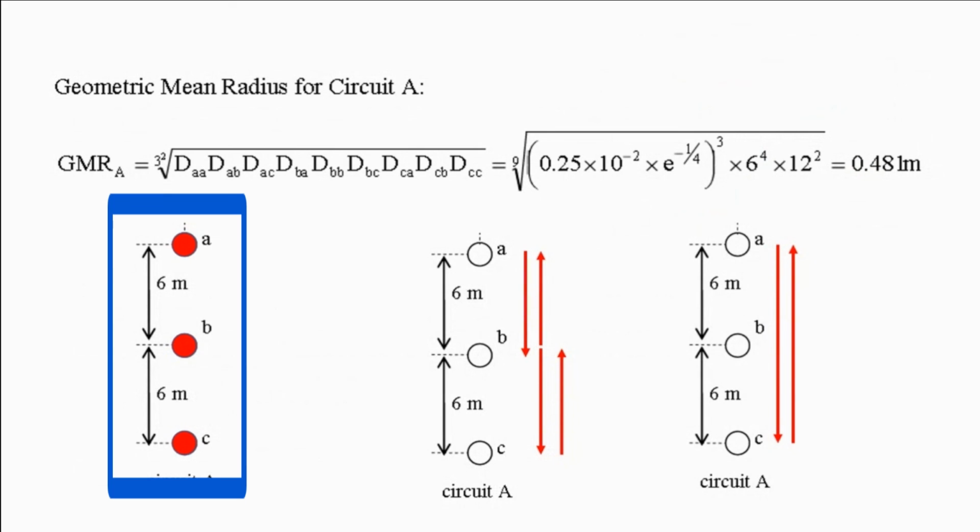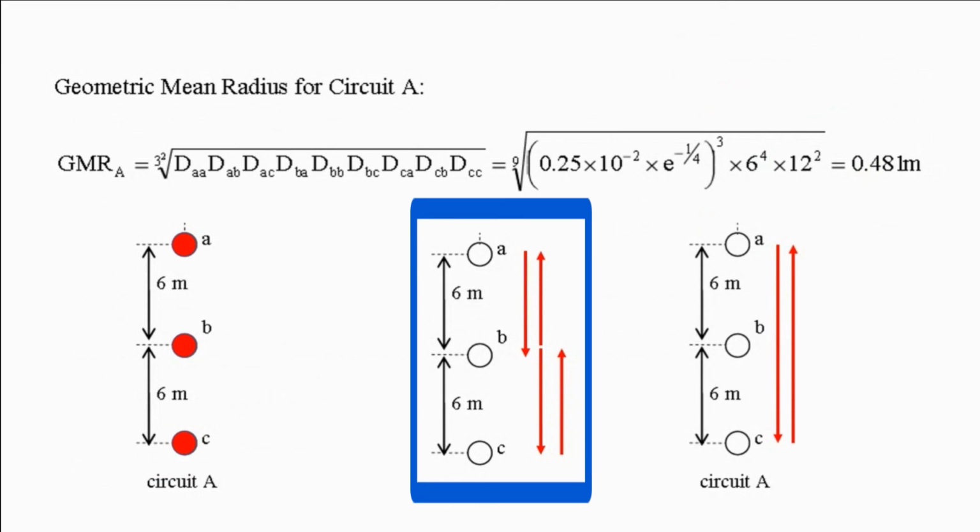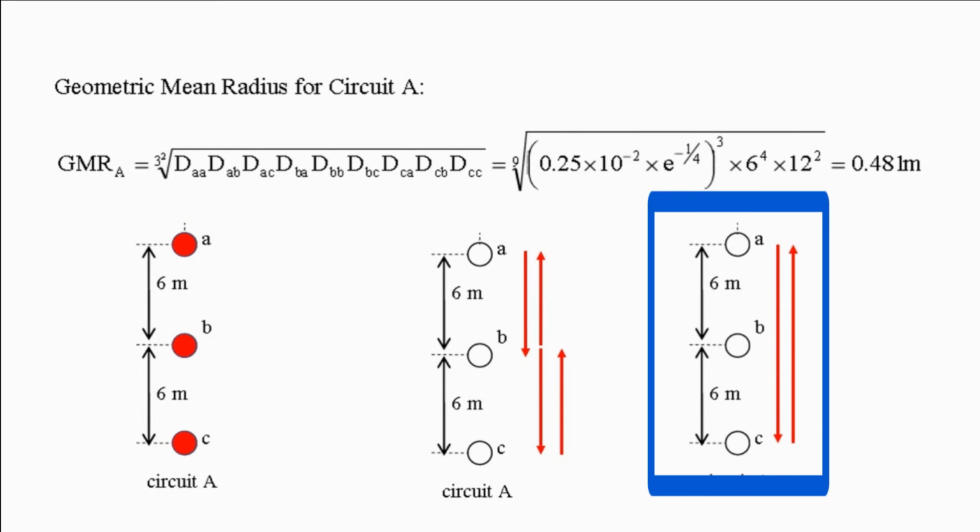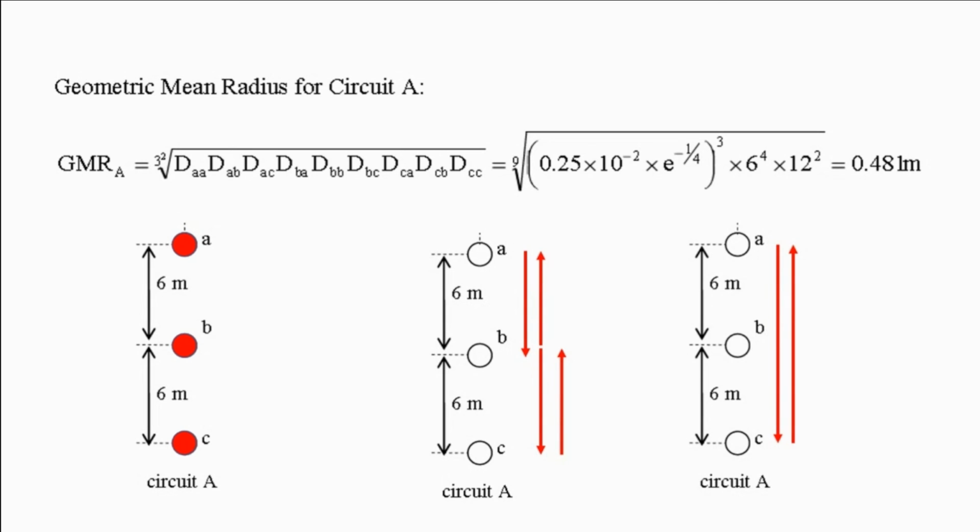3 of them are the R dash, which is given as 0.25, converted to meter, multiplied by e to the minus fourth. This R dash is as if the self radius of each conductor. You have 3, so they are multiplied by each other to the power 3. Second, for the 6 meter, it comes as 4 spacings. When you say AB, you have BC, you have BA, and you have CB. So 4 spacings are 6 meters. For the 12, you have 2 of them, AC and CA. So you have now 9 dimensions. They will be multiplied by each other to the power of 1 over 9. You will get 0.481 meter.